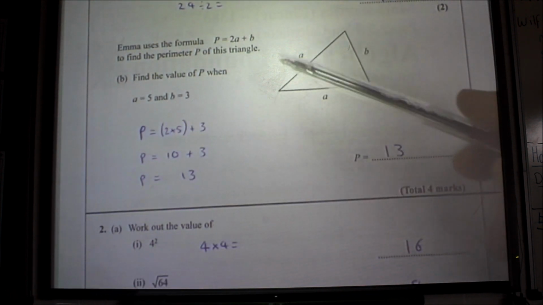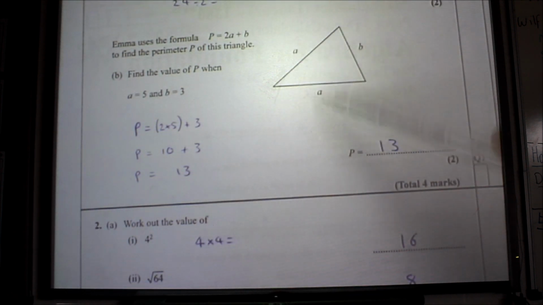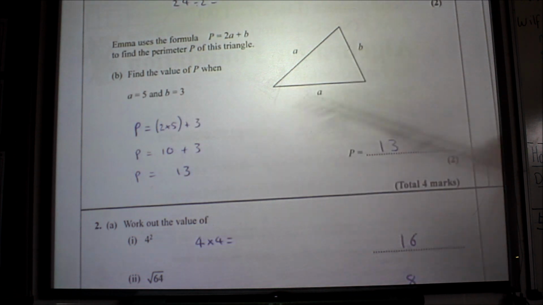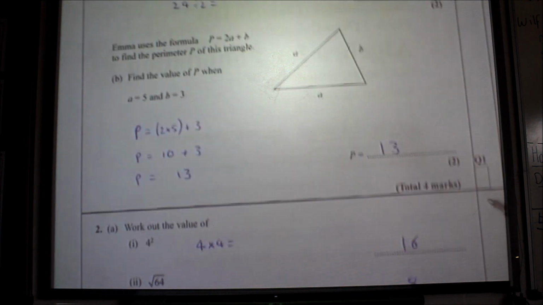Emma uses the formula, the perimeter equals 2a add b, to find the perimeter. Find the perimeter when a is 5 and b is 3. Well, 2 times 5 add 3 is obviously 13.